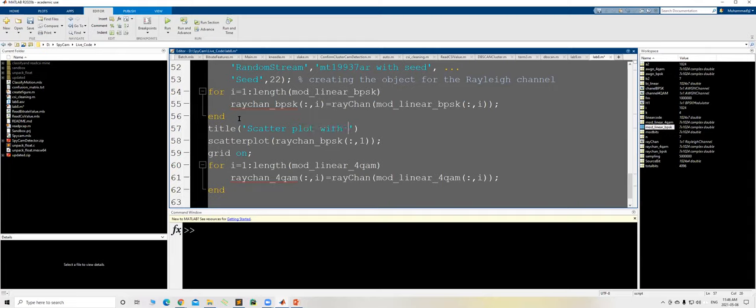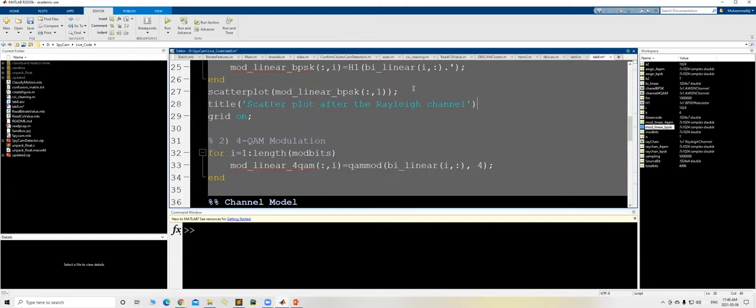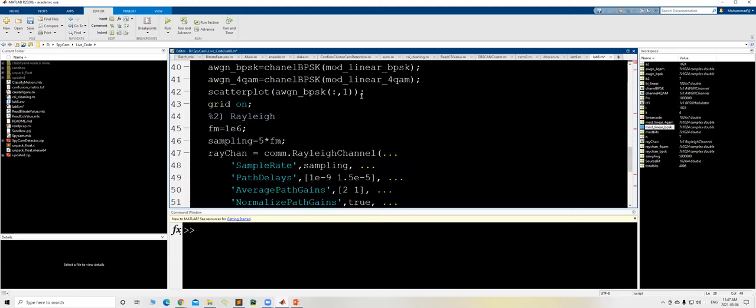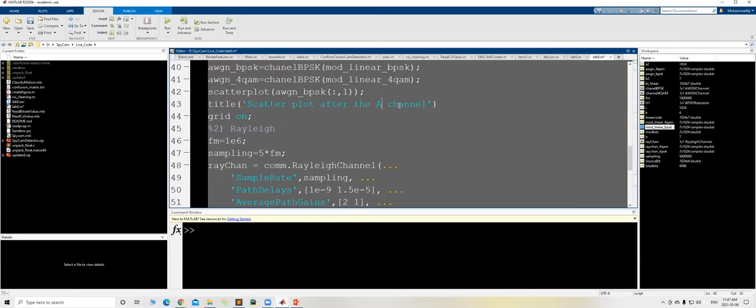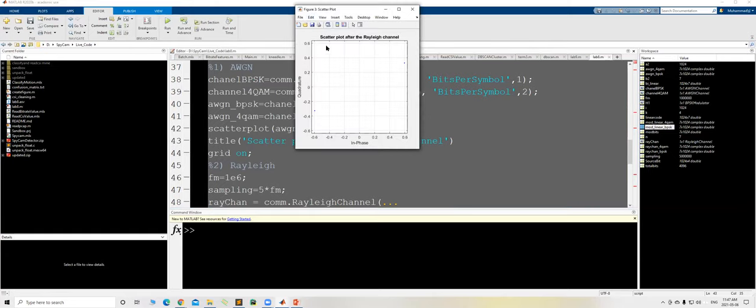Scatter plot with the Rayleigh channel, and I'll just simply copy this one. I should put it after the scatter plot, this one here. And I will also put it here. Before transmission. And I will also put it here, after AWGN. Okay, so I think it will show all of them separately now.